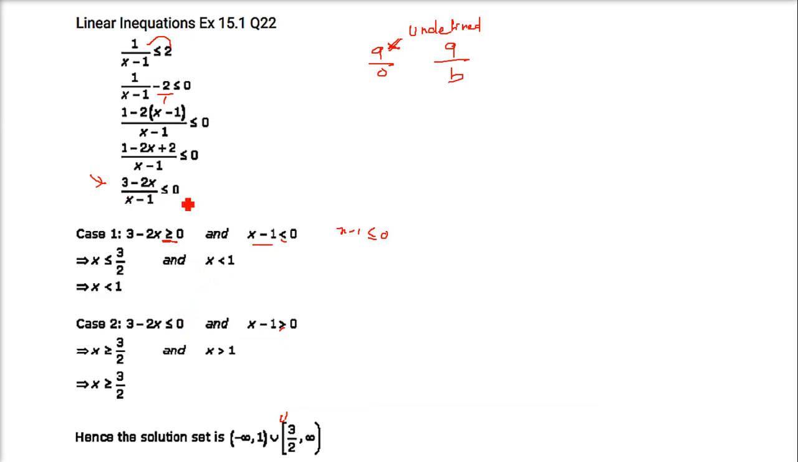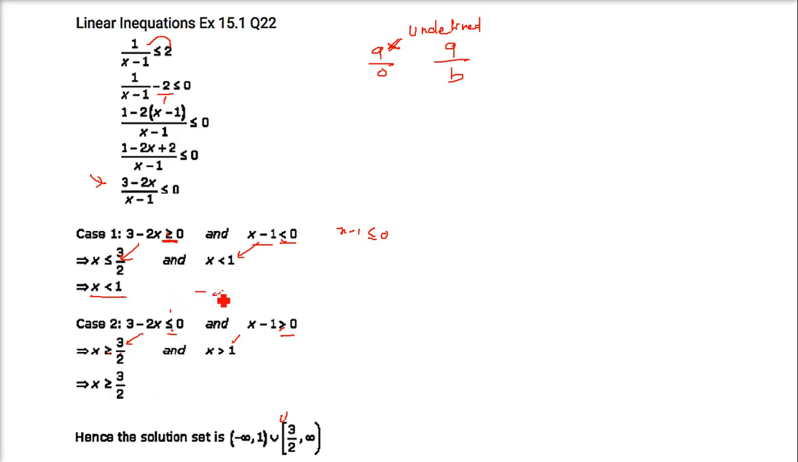Now this, as I said, less than 0 means this is either positive, this is negative, or this is negative, this is positive. Only the numerator can be equal to 0, denominator cannot be. This gives you x less than or equal to 3 by 2, this gives you x less than 1. Which one is the lower? This is 1.5, this is 1. So x less than 1. Now this gives you x greater than or equal to 3 by 2, this gives you x greater than 1. Which is the higher one, 1.5 and 1? So x is greater than or equal to 3 by 2.